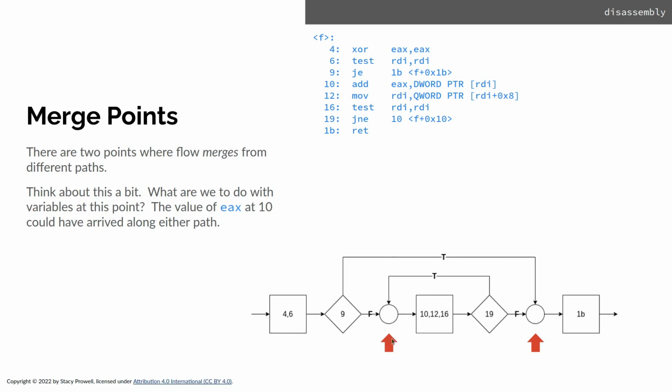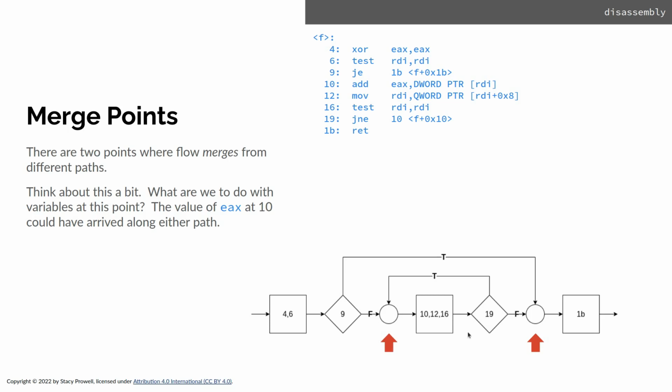Flashing red arrows is never a good thing. I have flashing red arrows, that's bad. What's happening right here? Well, these locations are places where flow merges. I go around here, come back, boom, I'm here. I come in this way, and I'm here. These are places where flow is merging from two different directions. And those are places that can be problematic for my static single assignment analysis.